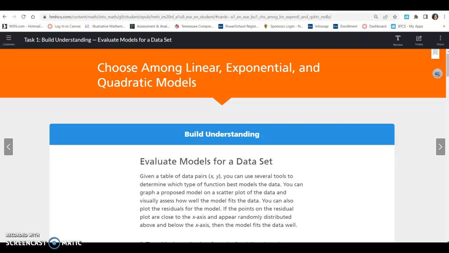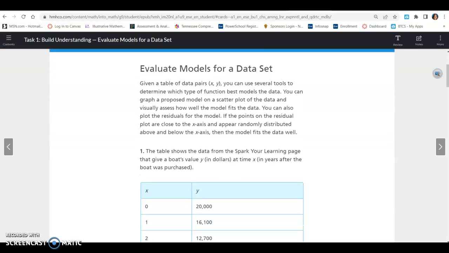Lesson 20.1, Task 1. So we're going to choose among linear, exponential, and quadratic models. So we're trying to figure out which model would best represent a set of data. All right, so evaluate models for a data set. Given a table of data pairs, x and y values, you can use several tools to determine which type of function best models the data.